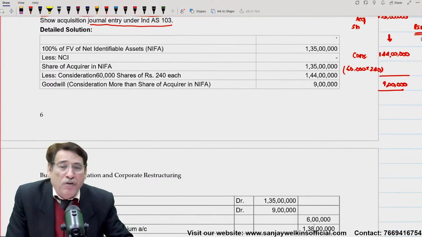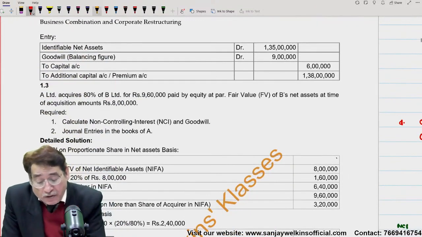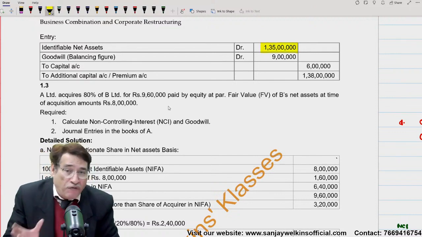Is it clear to you? Suppose I am going to ask you, what will be the entry? You can pass the entry in this manner. Here it is written. First of all, you will have to write the net identifiable asset, 135 lakhs.